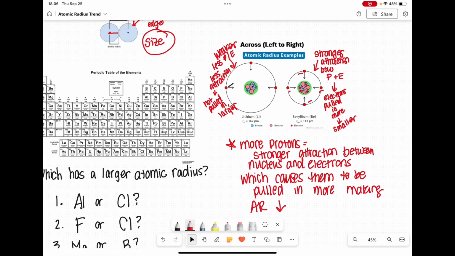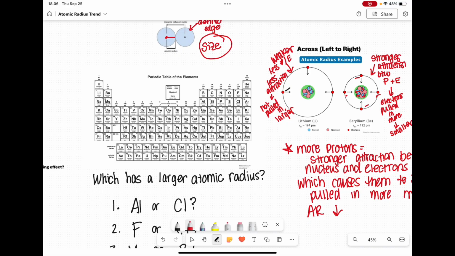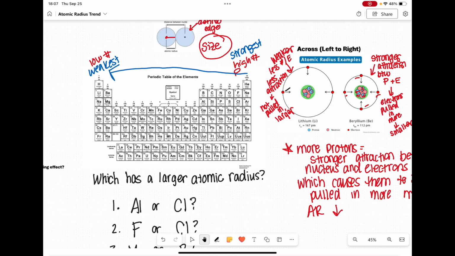So, knowing that, we know that the right side of the periodic table has a high number of protons and our left side has a low number. So we can label it using an arrow to show the direction that atomic radius actually gets bigger. The right side is going to be where it's the strongest attraction. Left is going to be where it's the weakest, which means that it gets bigger as we go to the left.